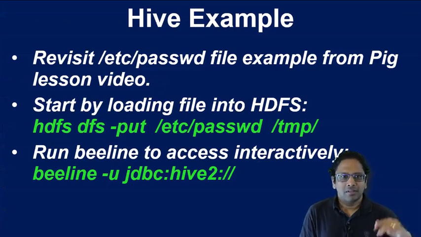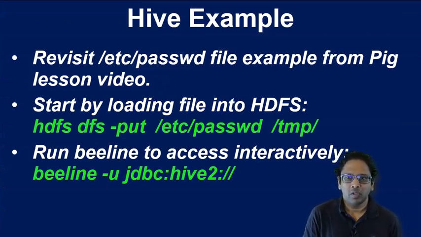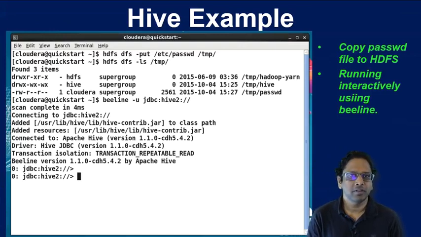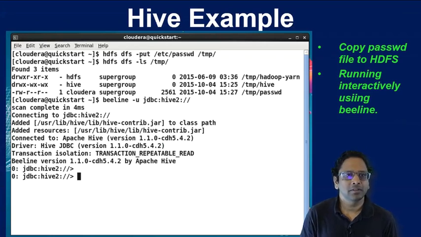Remember, all these are commands that you're essentially typing in the terminal window of your Cloudera quick start. So this is how it looks essentially. I have a snapshot of the quick start window that I used, and you can see the HDFS put command at the first line, and then I'm using a dfs -ls to make sure that the password file is indeed in there. And then I'm just running Beeline to get interactive access to Hive.